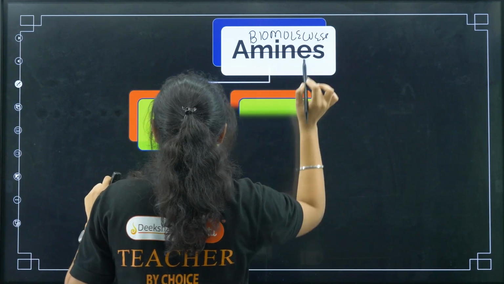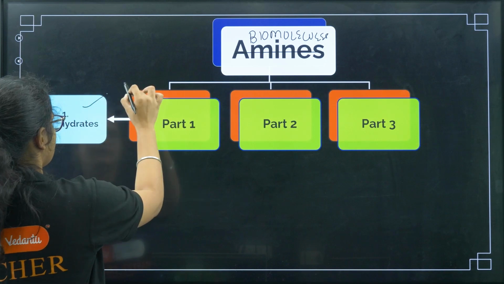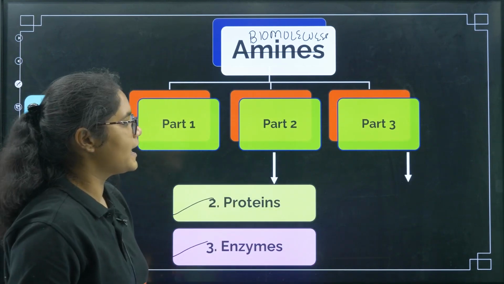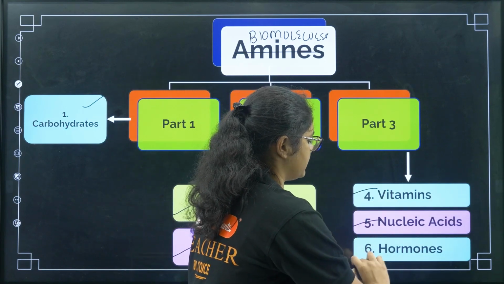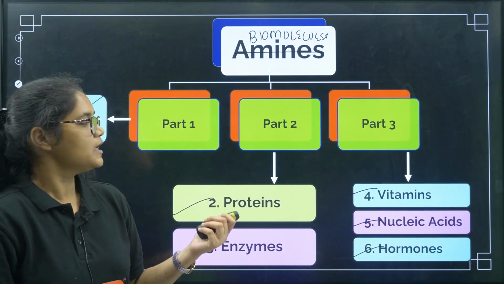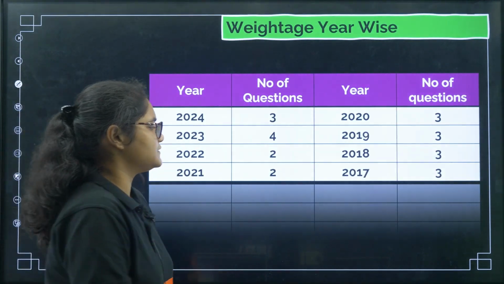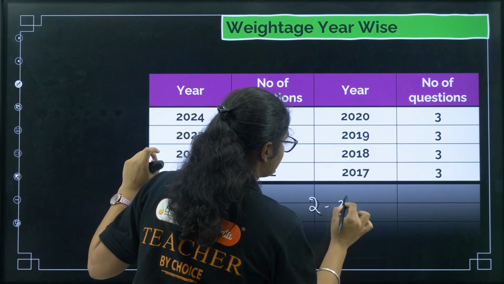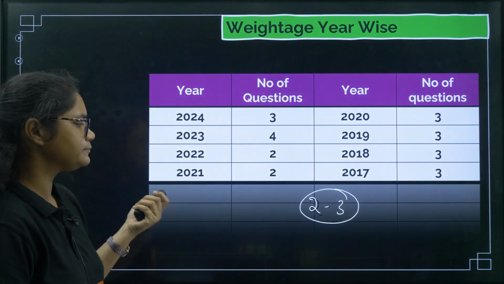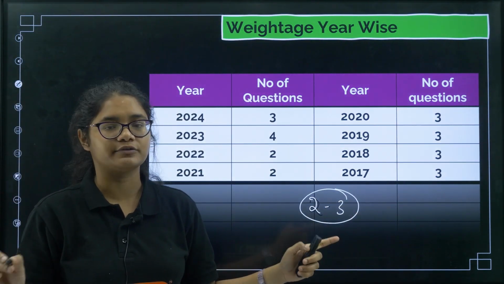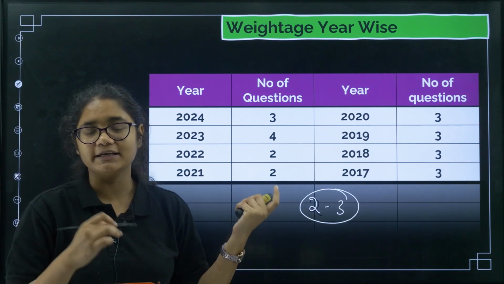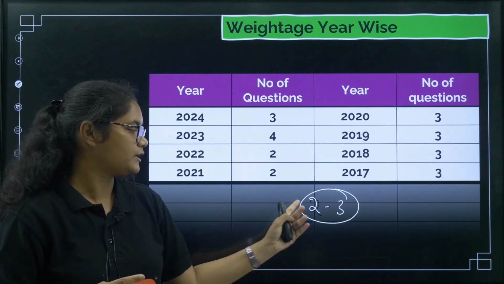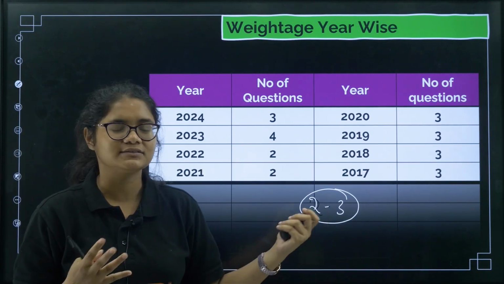Okay, so now if you see part 1, part 2 and part 3, in part 1 we have already covered carbohydrates, part 2 we have done proteins, we have done enzymes, and in part 3 we will be doing today vitamins, nucleic acids and hormones. Okay, so coming to weightage wise, as I told you, every year you can easily expect 2 to 3 questions from this chapter. Okay, and this is very easy to get, because this is completely theoretical and you need to just remember certain things, make proper short notes, then definitely you will be able to crack these 3 to 4 questions or whatever it is.